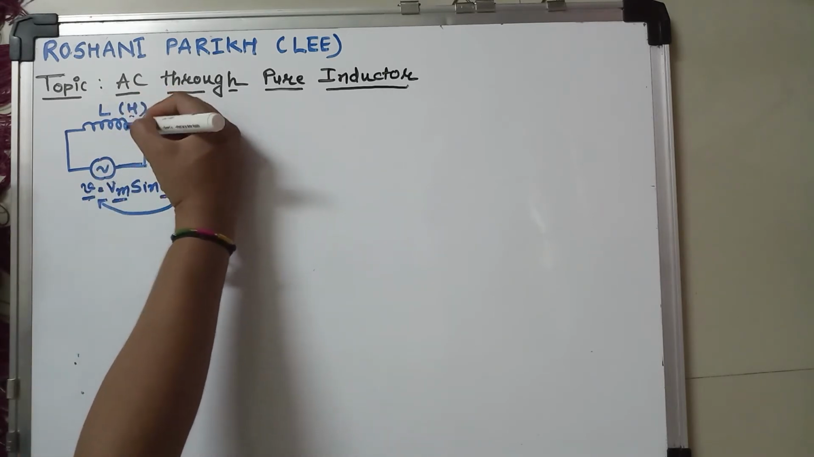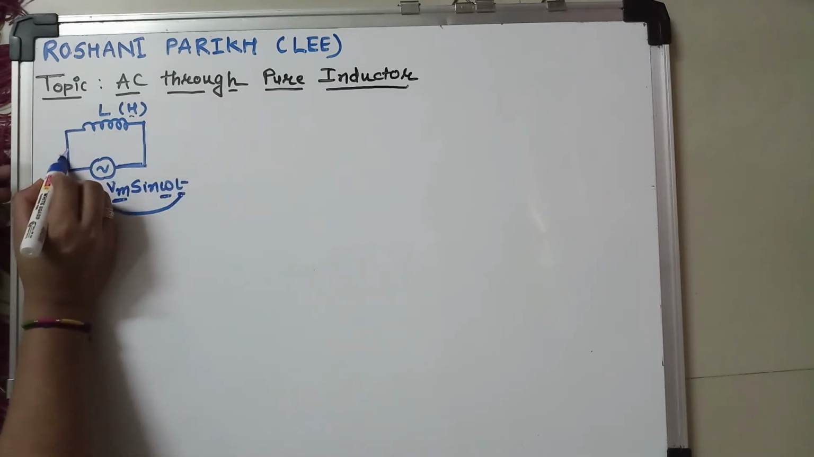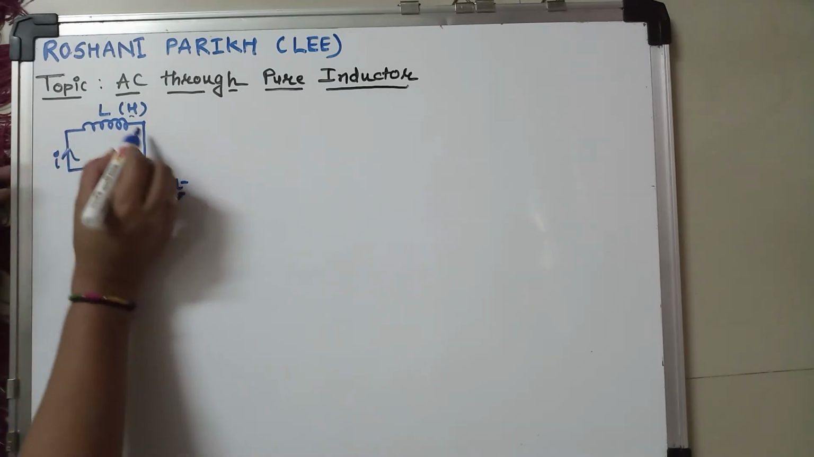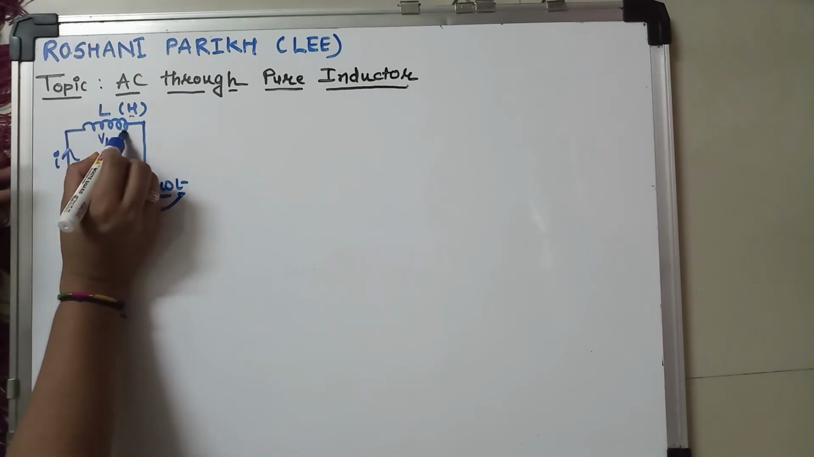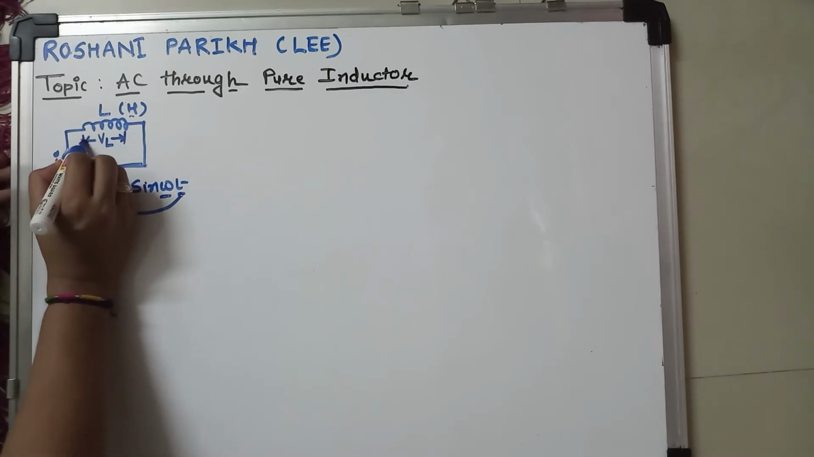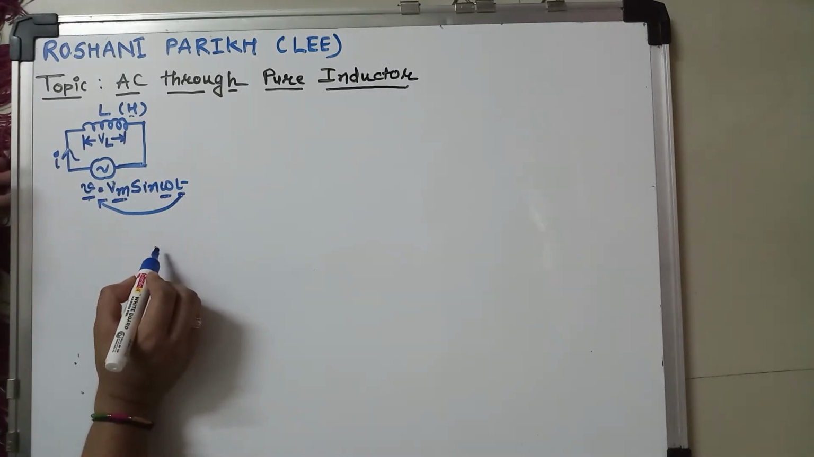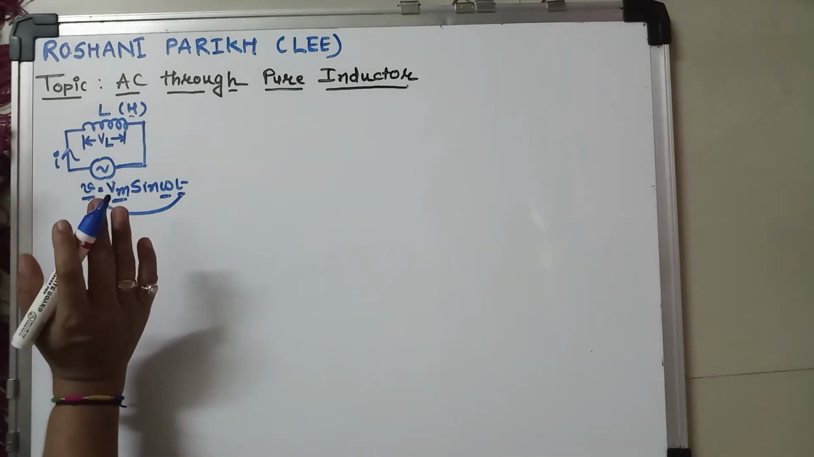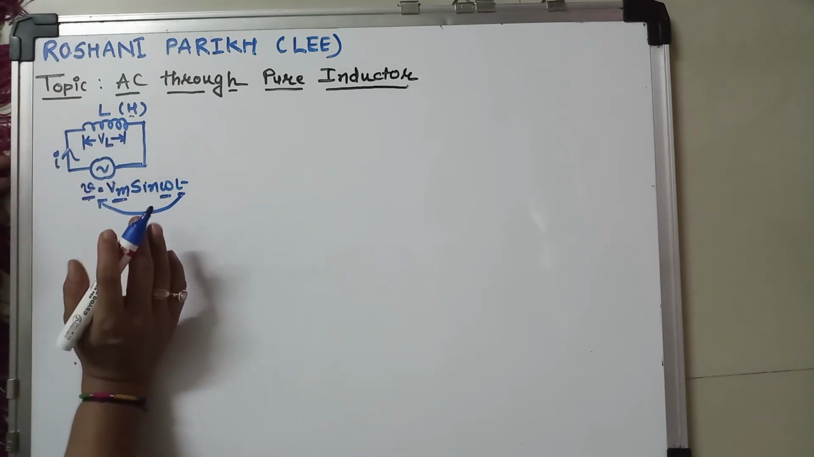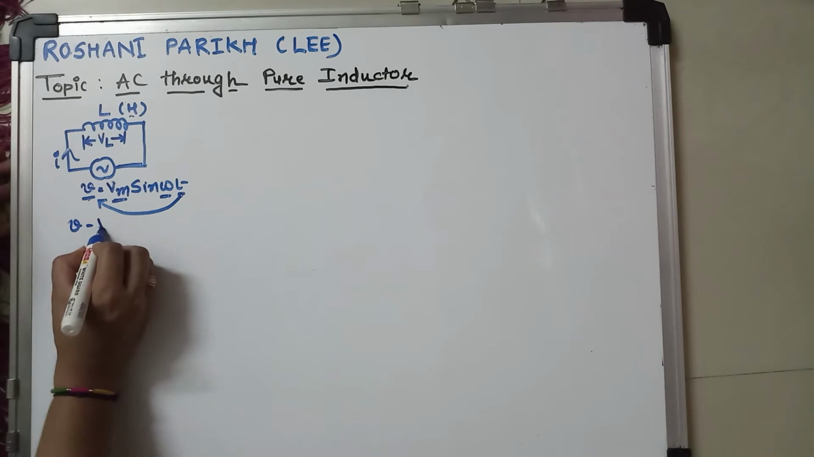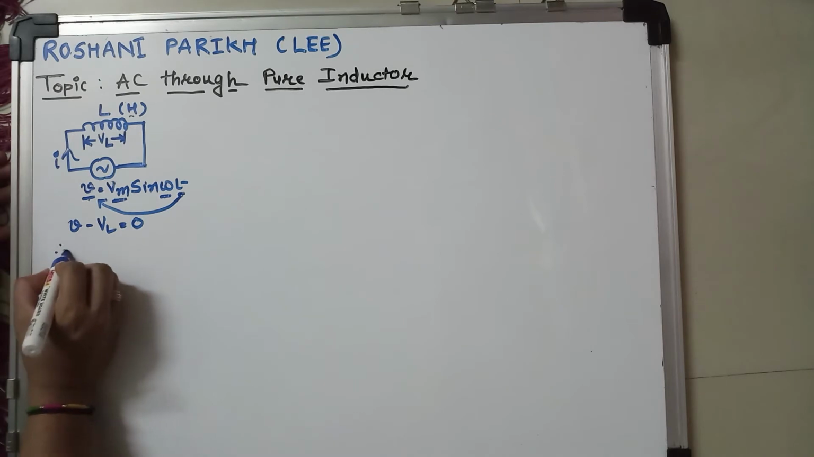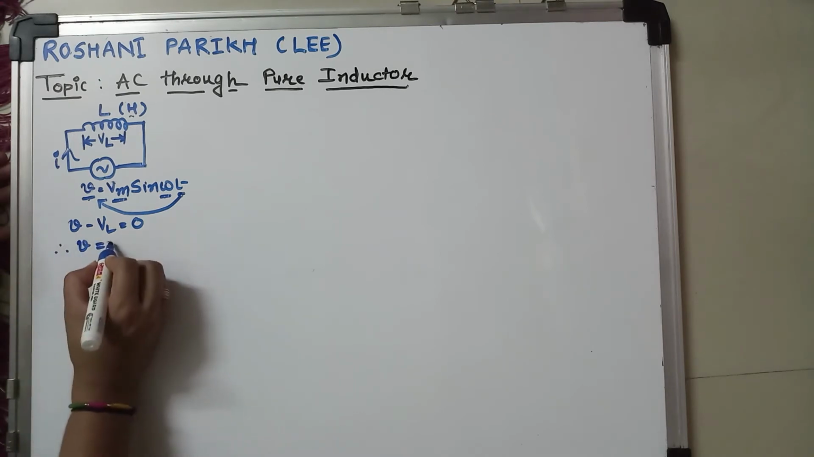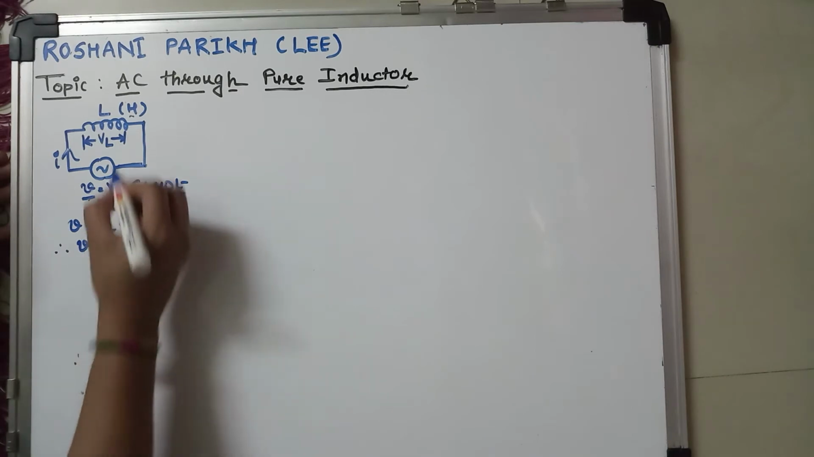Now the inductor is connected to the AC supply. At that time, alternating current I starts to flow through the circuit, and there is a voltage drop across the inductor which is given by VL. Now as per the Kirchhoff voltage law, in any closed path the algebraic sum of voltage is 0. So V minus VL is 0. So we can write the supplied voltage V is equal to VL, the voltage drop across the inductor.